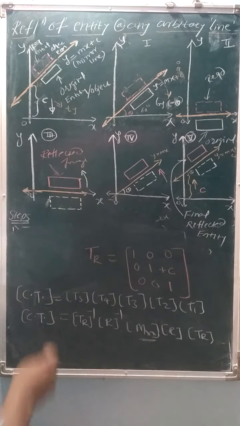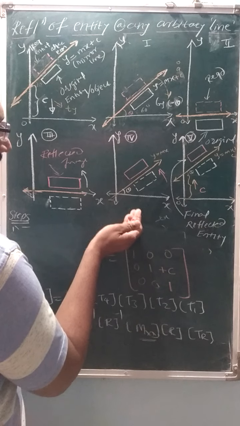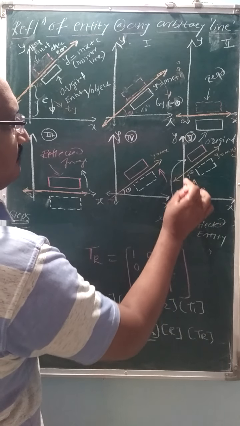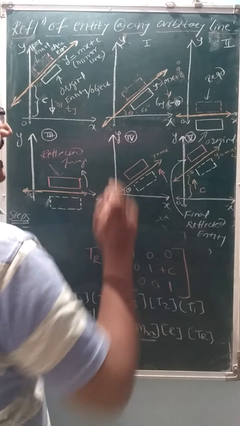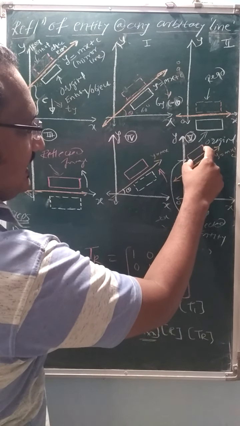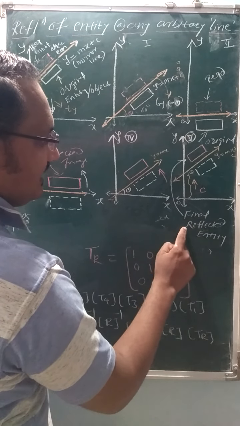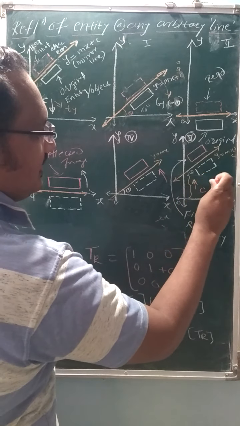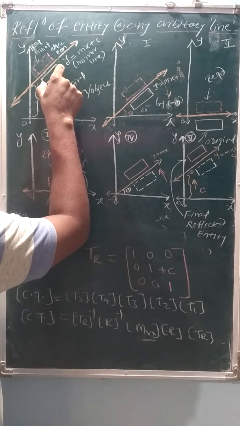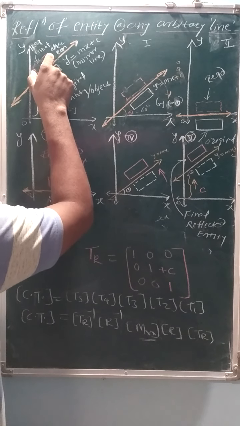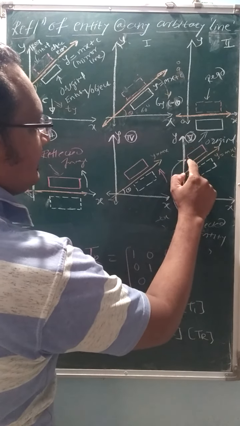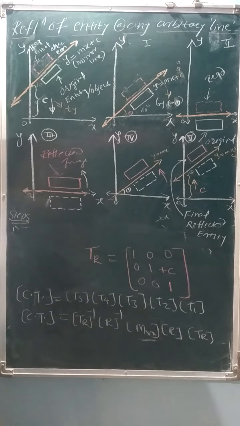Then after reflecting, we are re-rotating the line. After re-rotation, we are retranslating the line from this position to this position by the required distance. So this one is the final required, or final reflected, entity, and this one was the original. In this case, the original is shown by the dark line and the required one by the dotted line. After achieving the transformation, this final entity will be the dark one and this one will be the dotted. That's it.